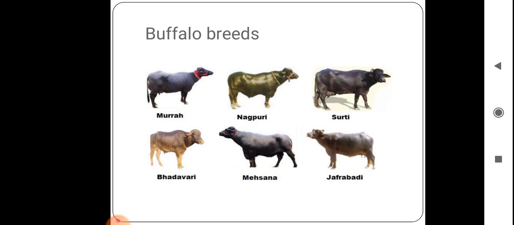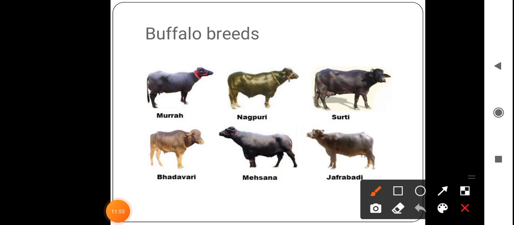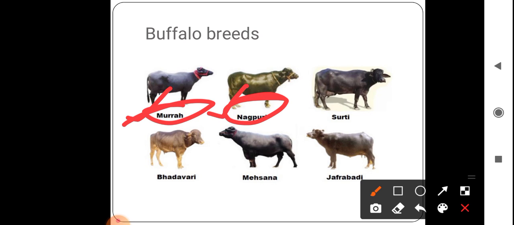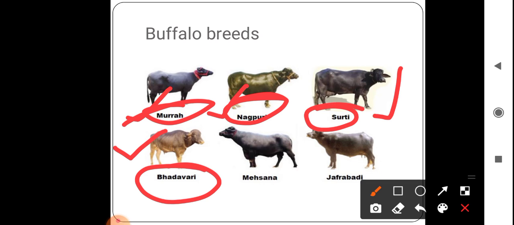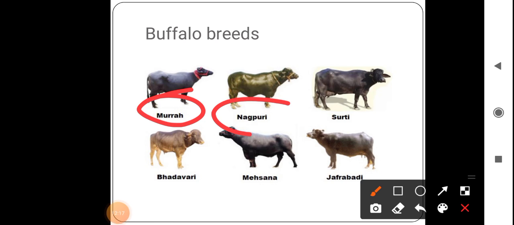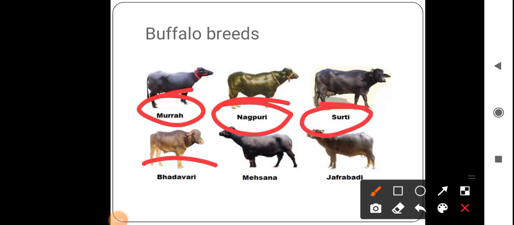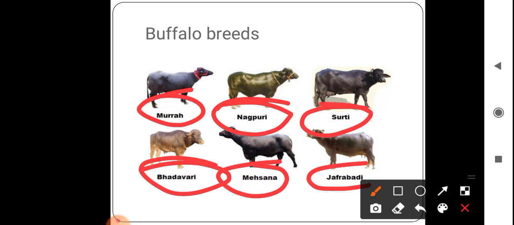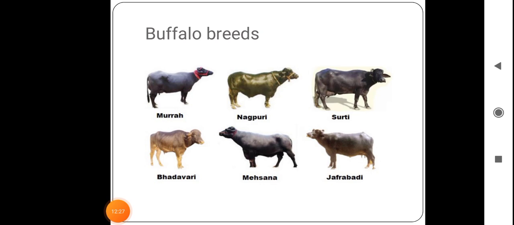Okay, coming to the buffalo breeds, these are some breeds and their pictures. Murrah, Nagpuri. So Nagpuri is a breed of buffalo. Murrah is a breed of buffalo. Surti is a breed of buffalo. Bhadavari is a breed of buffalo. Mehsana is a breed of buffalo. And Jafrabadi is a breed of buffalo. So remember these names. These may be asked as it is: Murrah, Nagpuri, Surti, Bhadavari, Mehsana, and Jafrabadi. All these are breeds of buffalo.